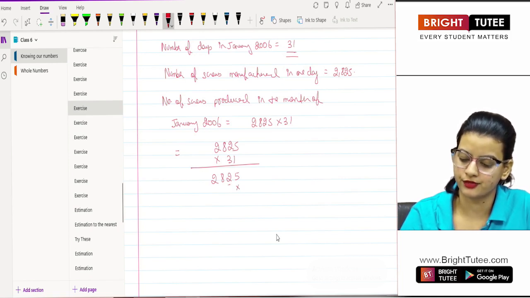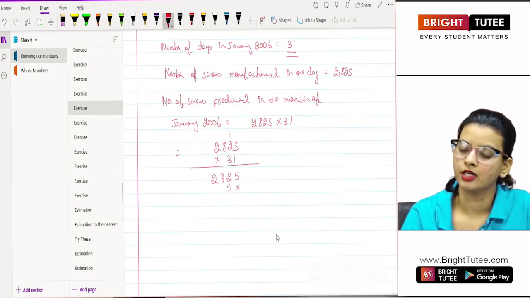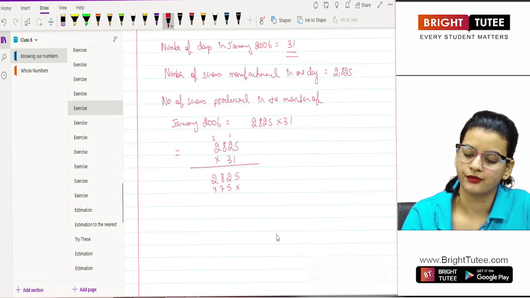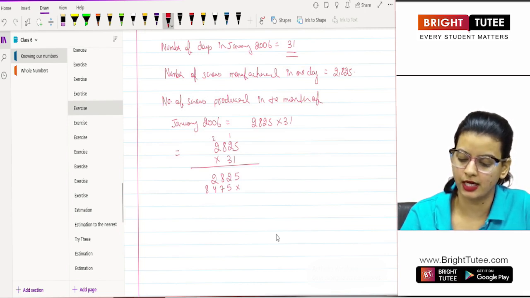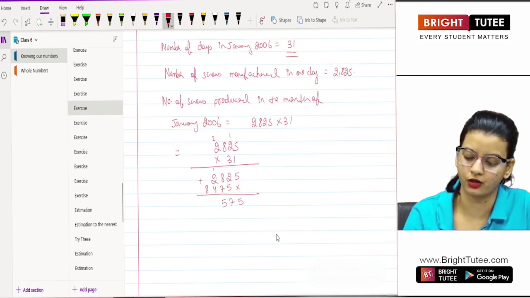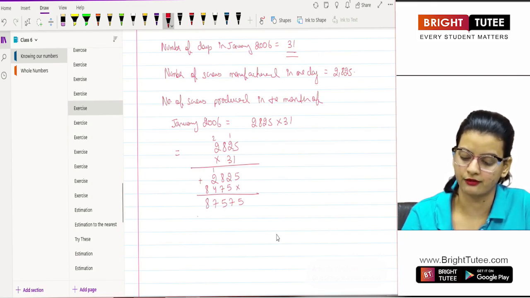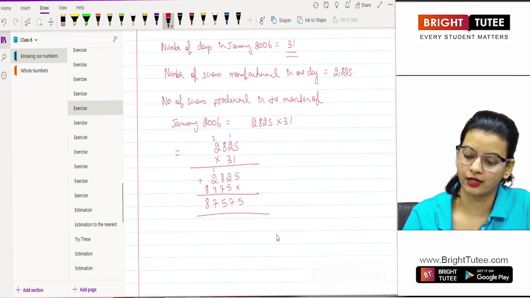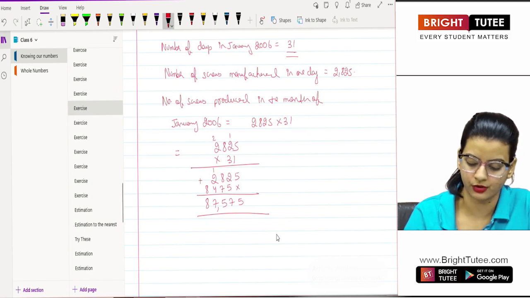Now 3 into 5 is 15, so 5, carry over 1. 3 into 2 is 6 plus 1 is 7. 3 into 8 is 24, so 4, carry over 2. And 3 into 2 is 6 plus 2 is 8. Now we'll add this. So 5, 2 plus 5 is 7, 8 plus 7 is 15, so 5, carry over 1. 2 plus 1 is 3, and 3 plus 4 is 7. And then we have 8. So the number of screws manufactured in the month of January is 87,575.